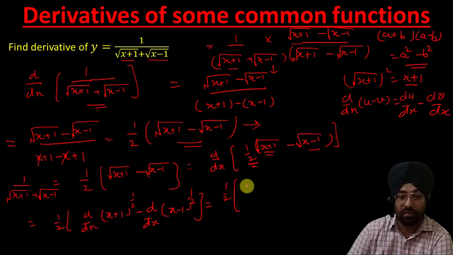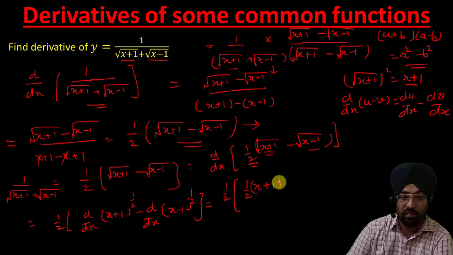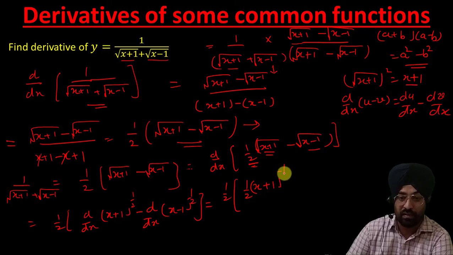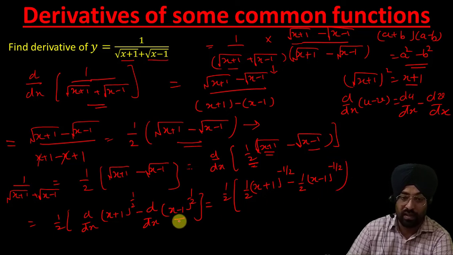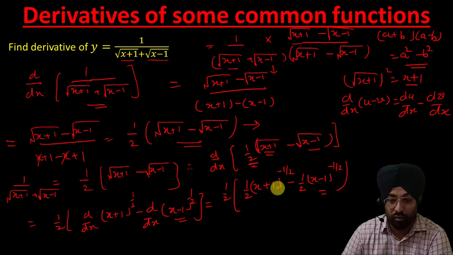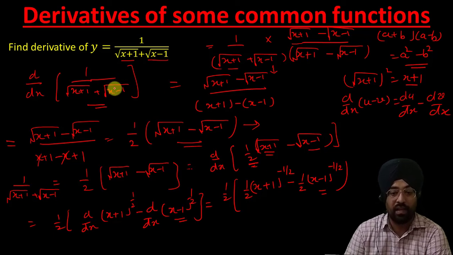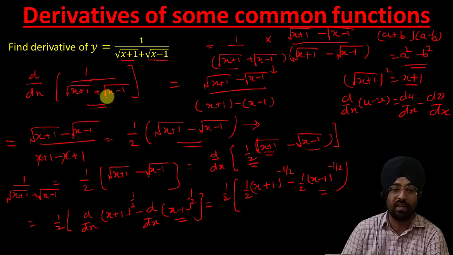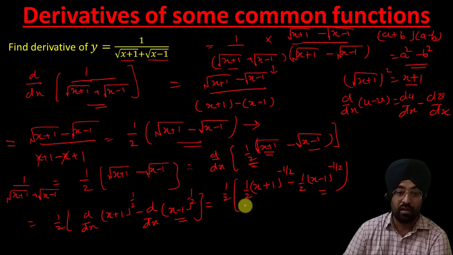The derivative of (x plus 1) raised to the power half is half times (x plus 1) raised to the power half minus 1, which is minus half. Why is it minus half? Because half minus 1 is minus half. Minus 1 by 2 times (x minus 1) raised to the power minus half. So I have done its derivative. You try to apply this formula, d by dx of (ax plus b) raised to the power n. This you try to do by yourself. It is quite easy.